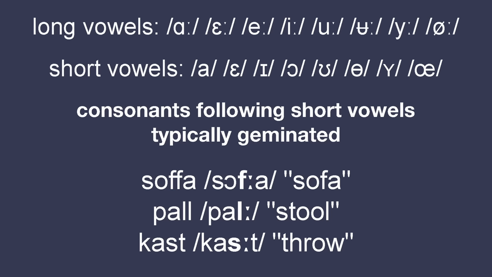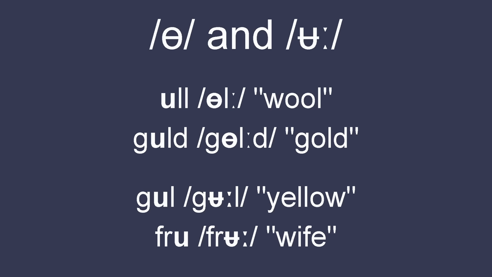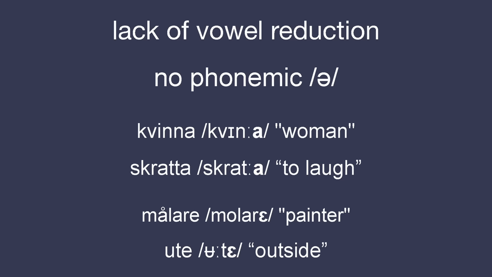also geminated, pronounced longer. So double consonants not only signify that the preceding vowel is short, but that the consonant is pronounced with gemination. Swedish has the short vowel ö and corresponding long vowel ü, which don't occur in most other Germanic languages. And unlike said Germanic languages, Swedish tends not to reduce its vowels as much, with many words still ending in a and overall lacking a phonemic unstressed schwa.